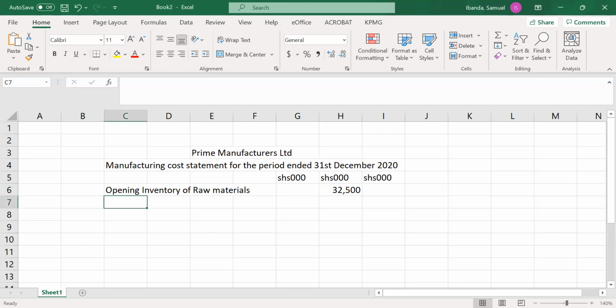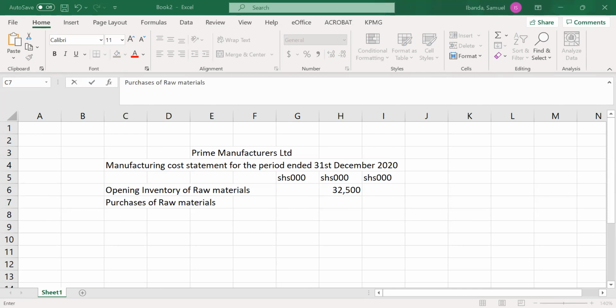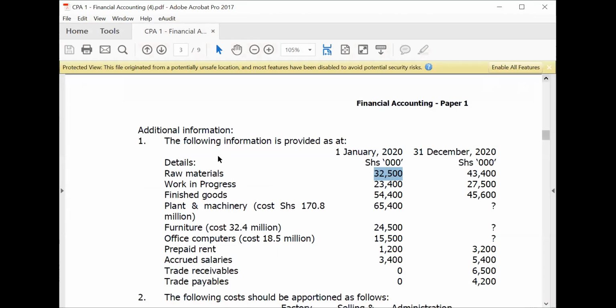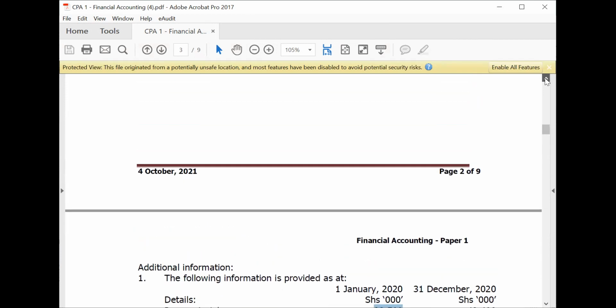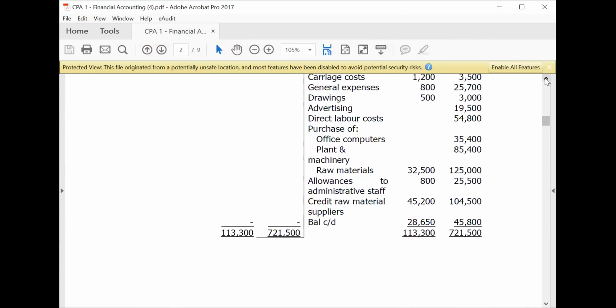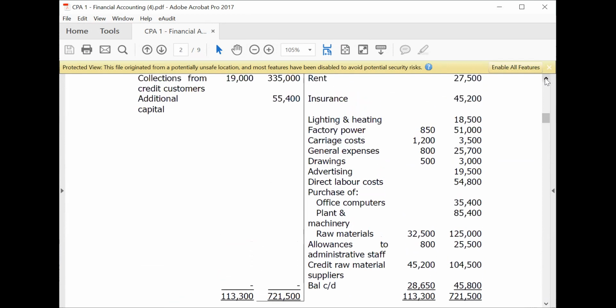So after we have done opening inventory of our raw materials, the next thing we are going to look at are purchases. So purchases of raw materials. So by purchases of raw materials, you again go back to your information and look for where are the purchases. Now, purchases will definitely not be in the balances here, okay? Purchases will always be, let's say, in a trial balance, or in this case, will always be in the cash book that we have.